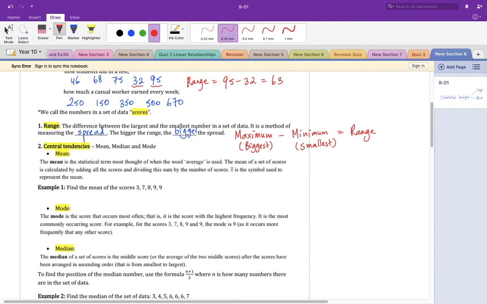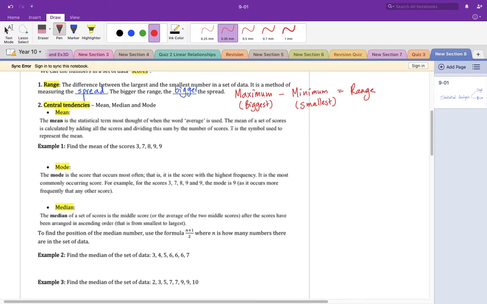Okay, so the second part is central tendencies. You have mean, median, and mode. These three things, and I'm sure that you have seen them before. Alright? So the formal definitions are as follows.